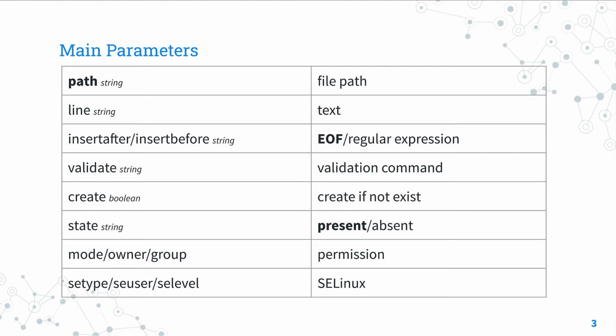If there is any tool to validate the file, we could specify it in the validate parameter, very useful for configuration files. If the file does not exist, we could also create it. Usually, we would like to insert a text line, but we could also remove it using state in conjunction with the parameter absent. Let me also highlight that we could also specify some permissions or say Linux properties.